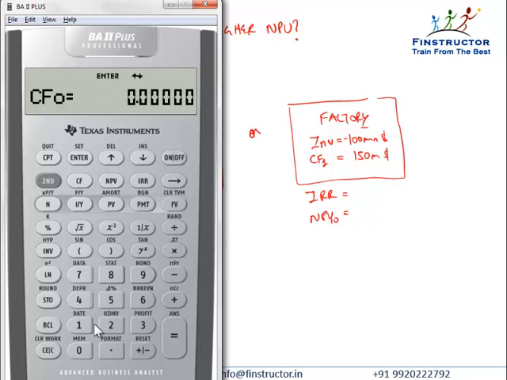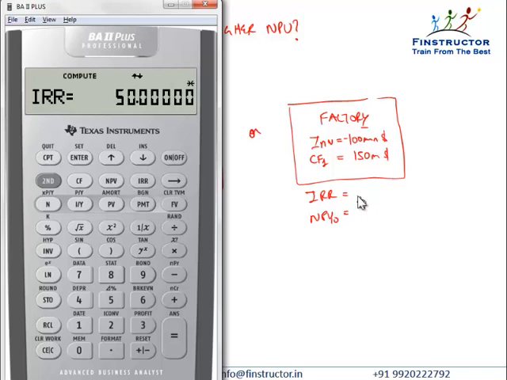Clear work first, enter $100 million again as the initial cash outflow. Scroll down and enter the cash inflow at the end of year 1 to be $150 million. Press the button IRR and press compute.